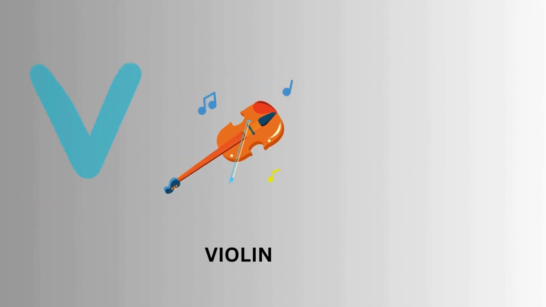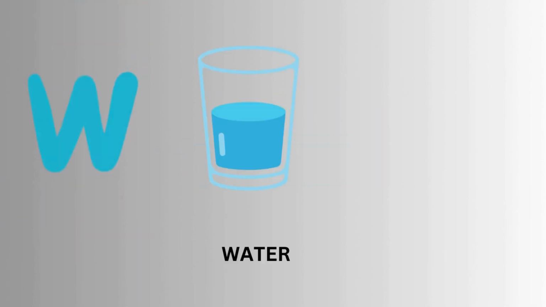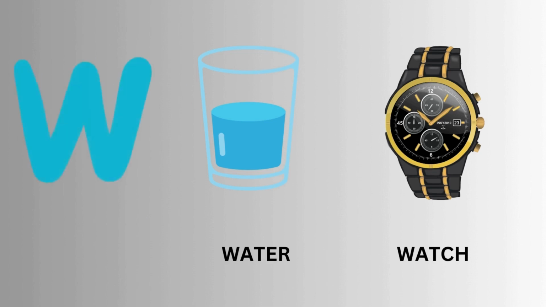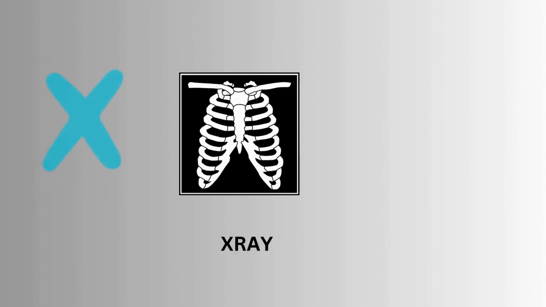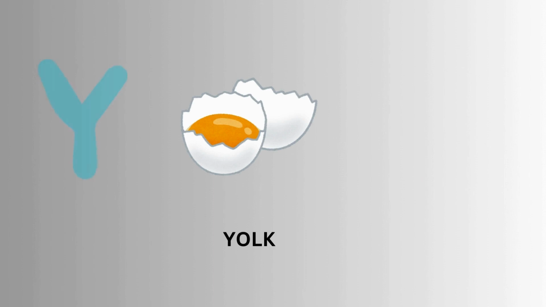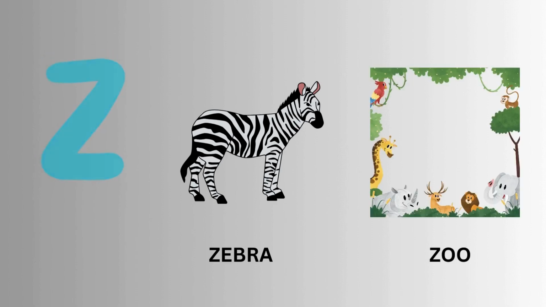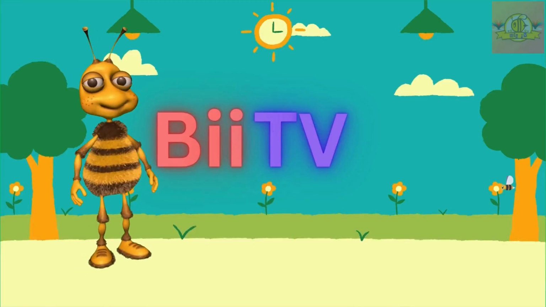V for violin and V for vegetables. W for water and W for watch. X for X-ray and X for X-mastery. Y for yolk and Y for yard. Z for zebra and Z for zoo.